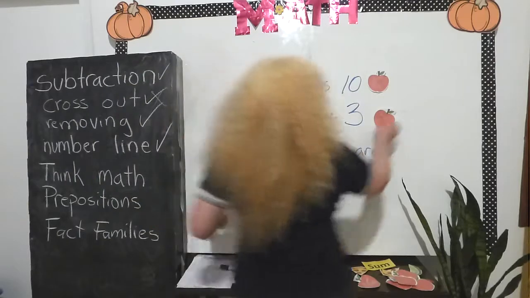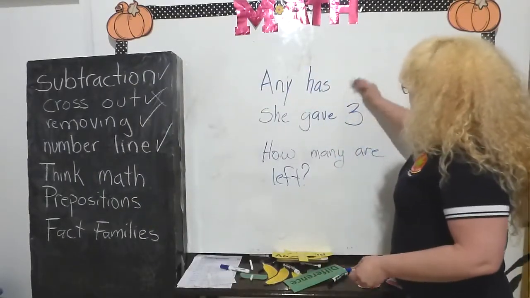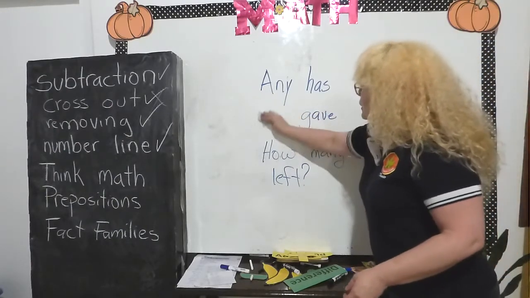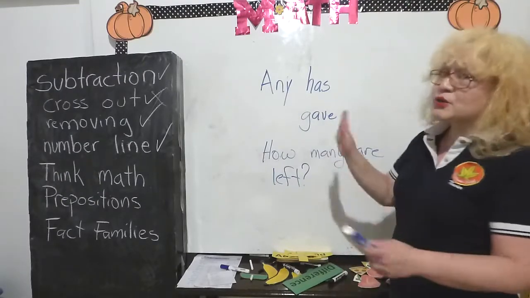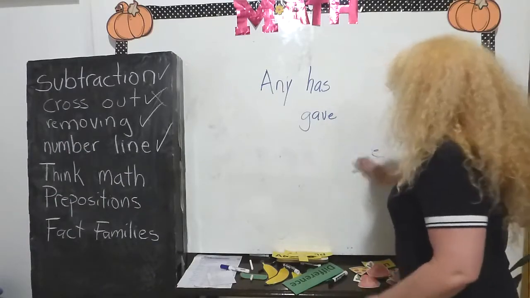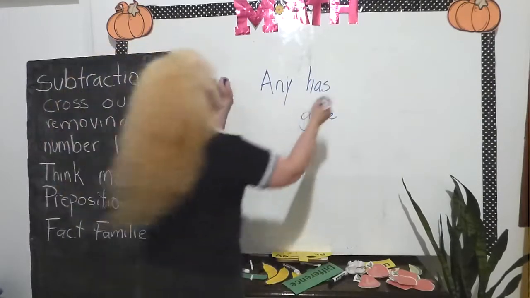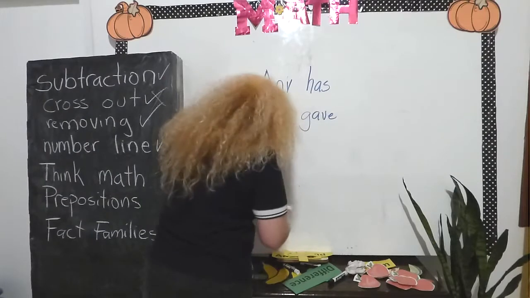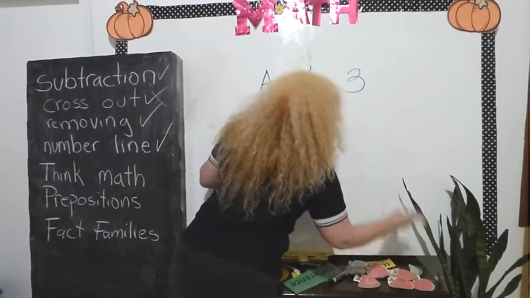Okay, let's do another one. And I'm going to use almost the same thing. But the question will be different. Thinking math. Okay, Annie has 3 apples.